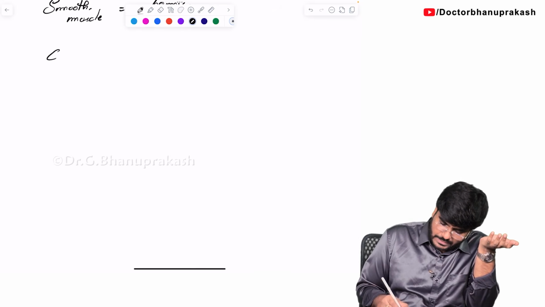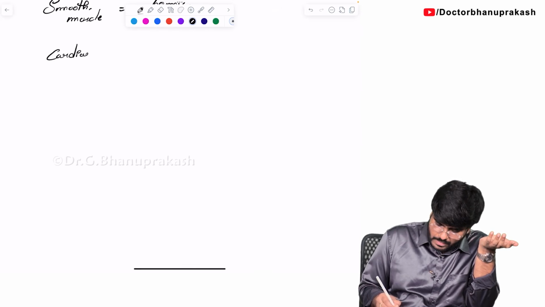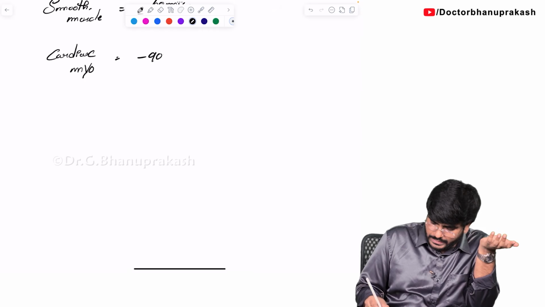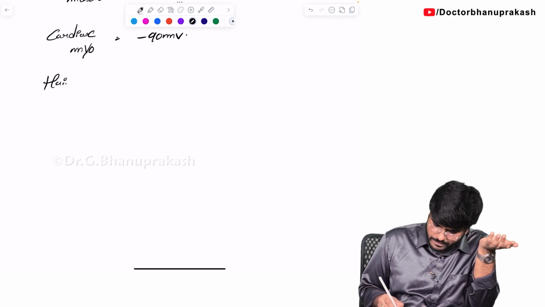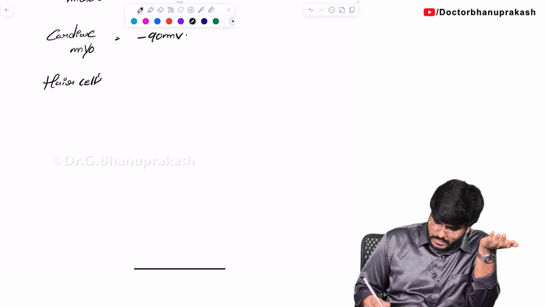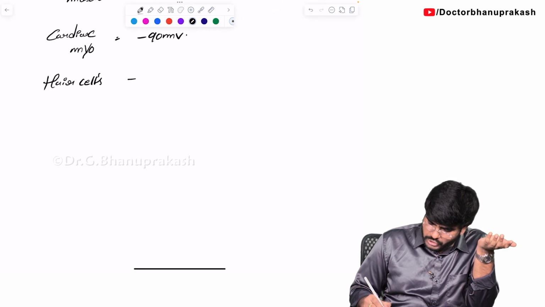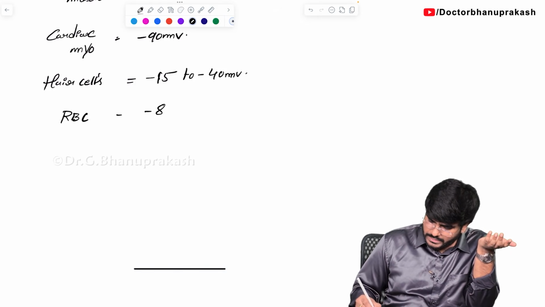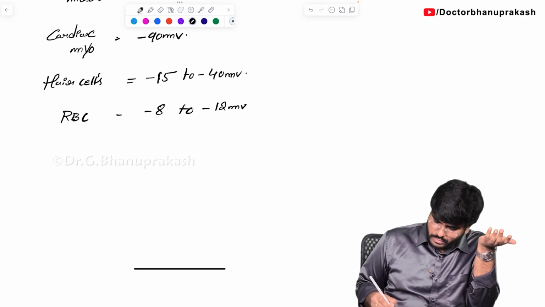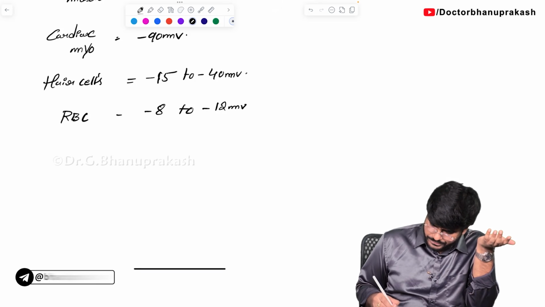Cardiac muscle, or cardiac myocytes, is going to be minus 90 millivolts. The hair cells in the cochlea are in a range of minus 15 to minus 40 millivolts. RBCs are minus 8 to minus 12 millivolts, and then photoreceptors.